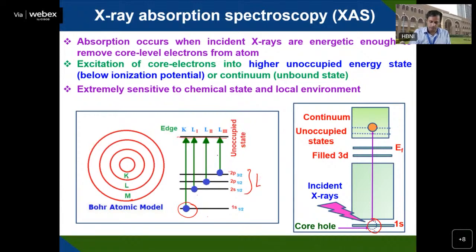So L1, L2, L3, three stages are there. Any of them can go to the unoccupied states. Mainly, it is sensitive to chemical state and local environment, how that particular electron is coordinated with the nucleus, and its chemical state.